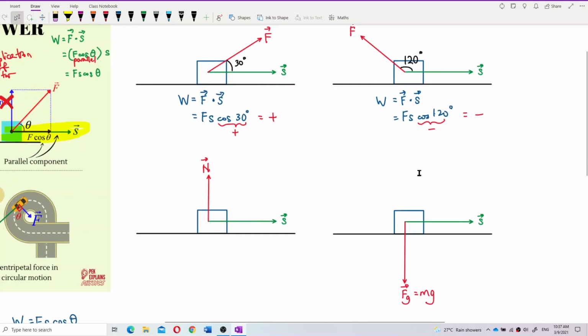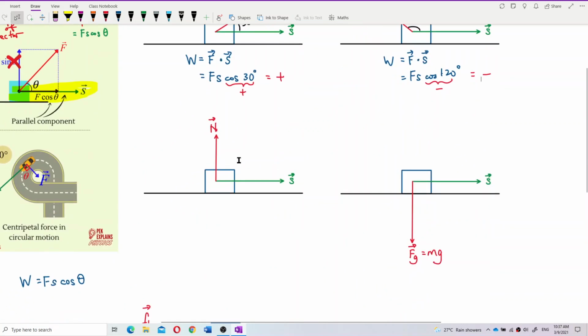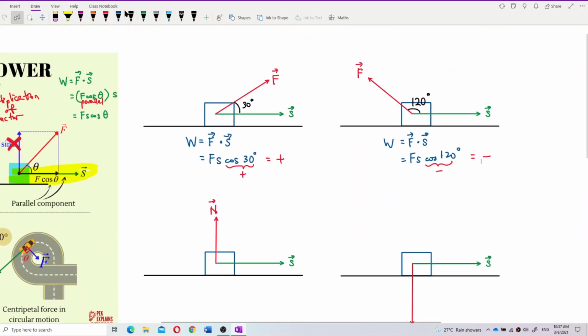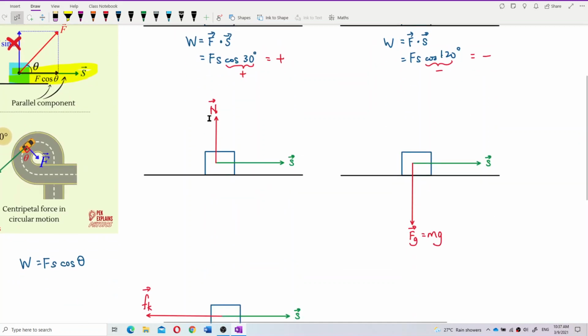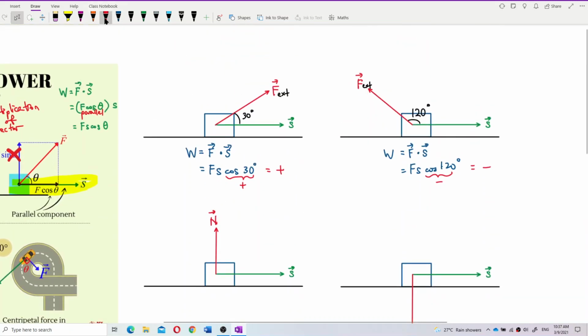Okay, now how about, just now we used external force. All of these are external force. So the force we also use external force here. Okay, now how about normal force? Normal force also has its work done. This one is work done by external force. We write work done by external force, WF.